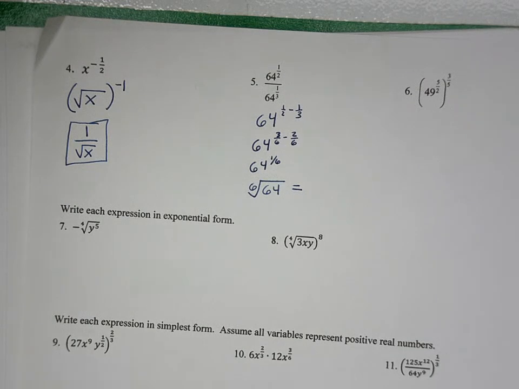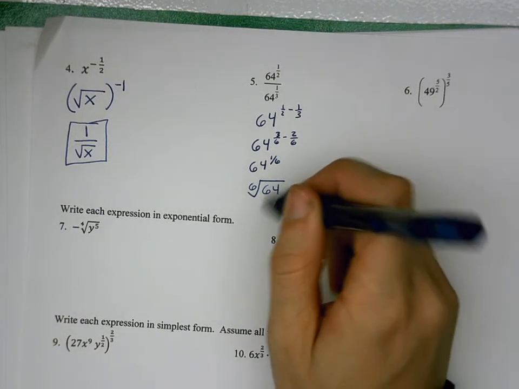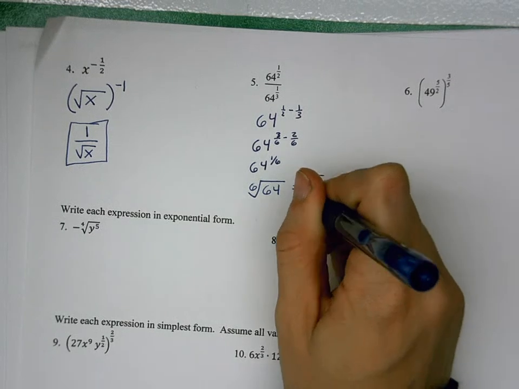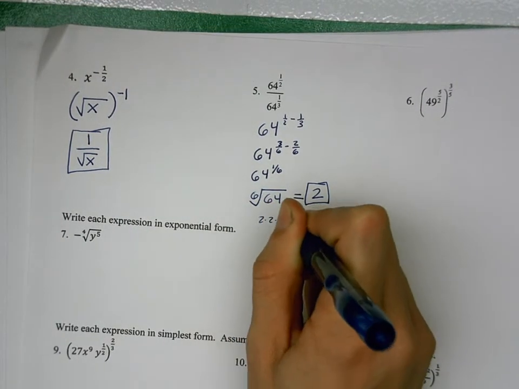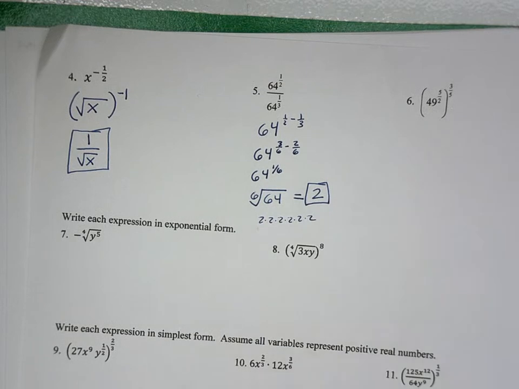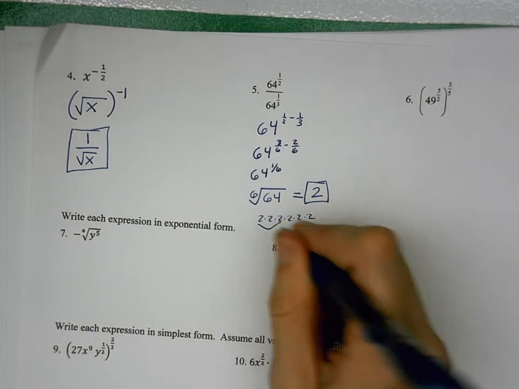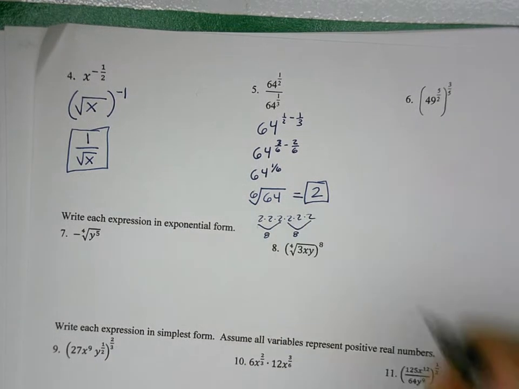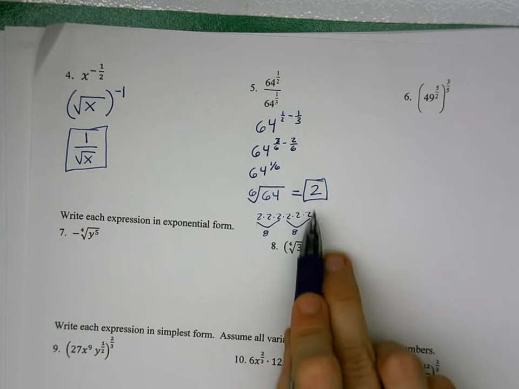This one might require a little testing or maybe a little factor tree to help you out, but 2, 6 times, so 2 times 2 times 2 times 2 times 2 times 2 would be 64. Because 2 times 2 times 2 would be 8, and 8 times 8 is 64. So 6 twos would make 64.